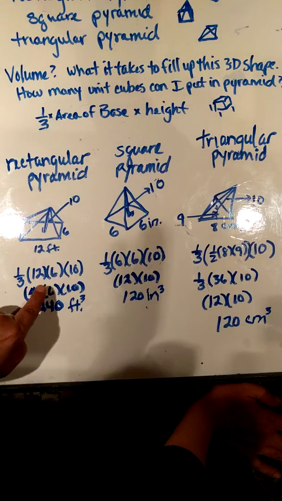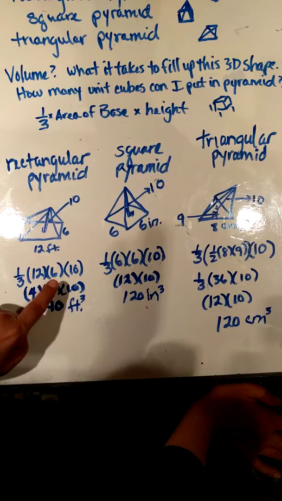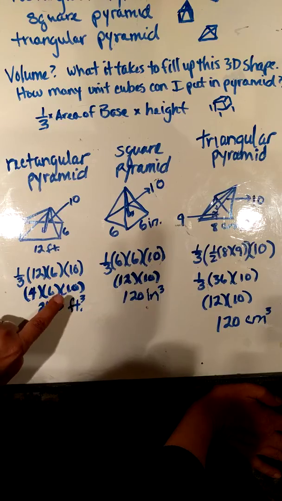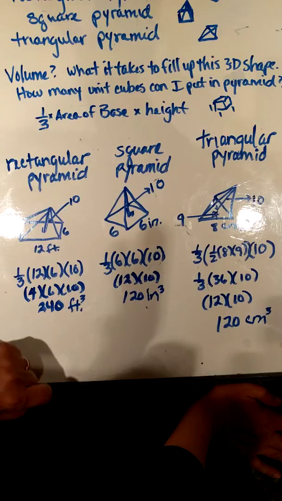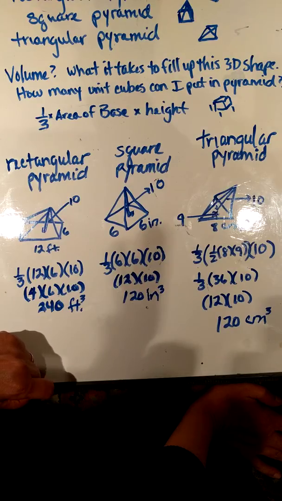And that's how I get this equation: 1/3 area of the base, 12 times 6, times the height. And if I do that, I'll get 1/3 of 12 is 4, times 6, times 10. So that's 24 times 10, or 240, and that's feet cubed. Again, volume is in cubic units.